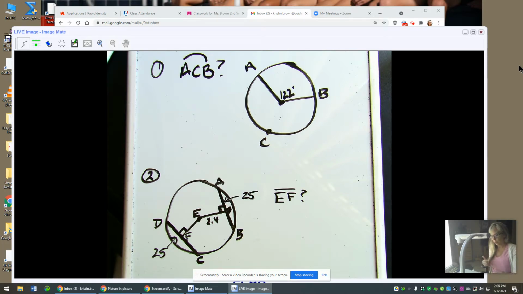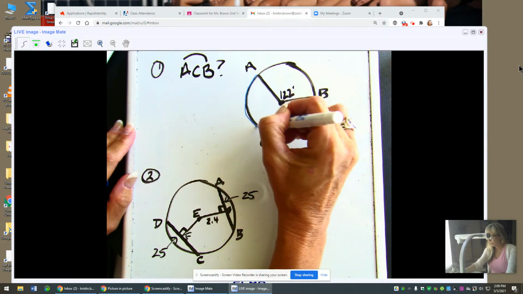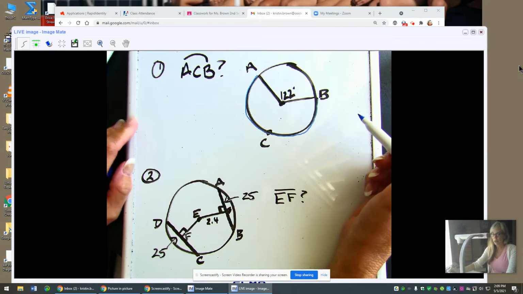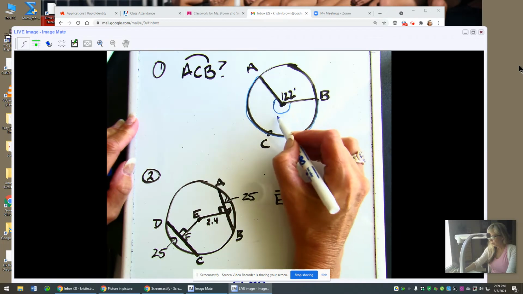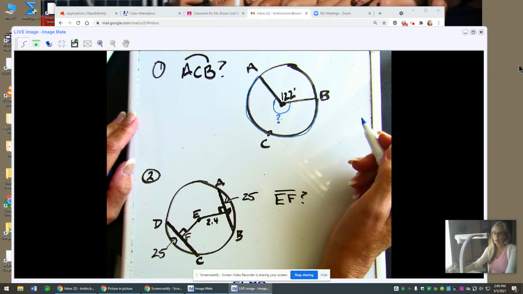ACV. So it's written with three letters to tell us to follow that order, A all the way around to C, continue until you hit B. And so it's that major arc. What we need is this angle here because the measure of the arc is equal to the central angle.